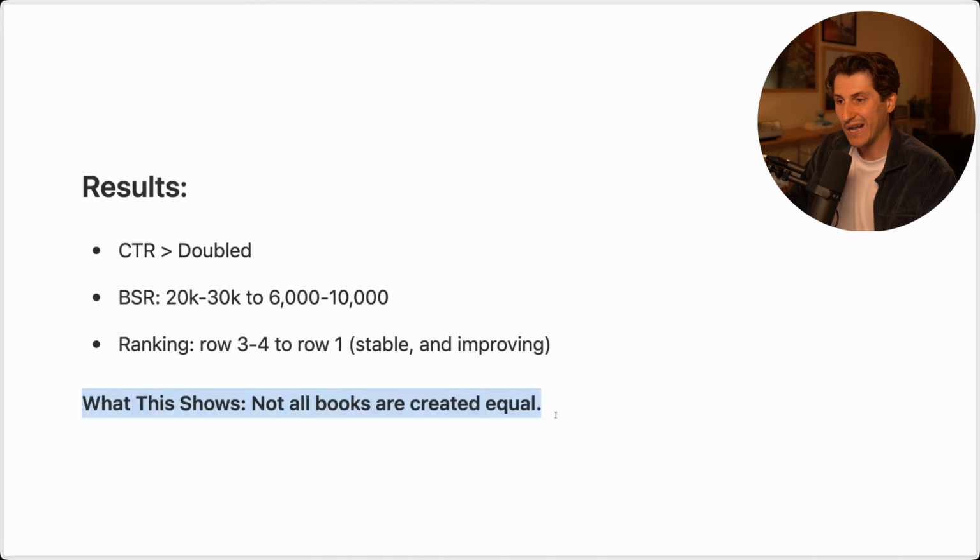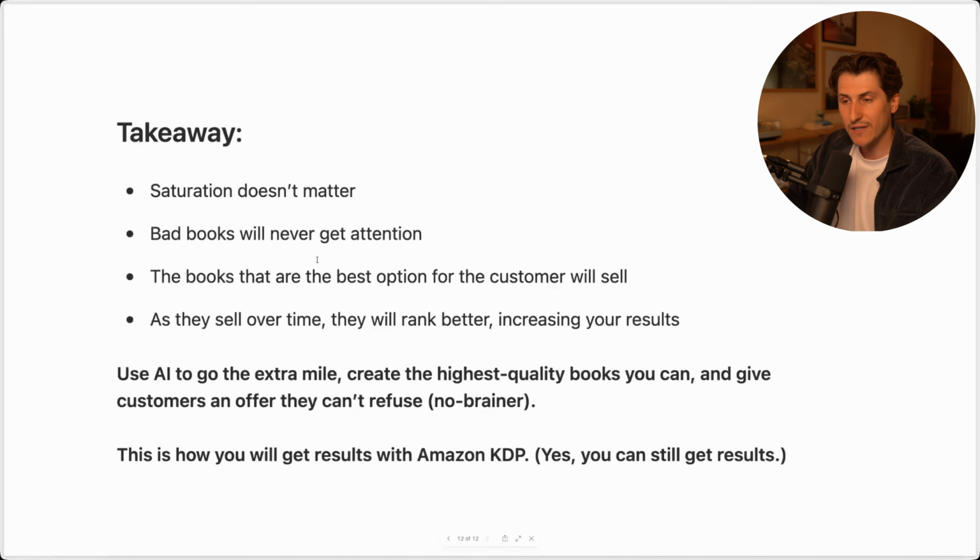I ensured that it was as high quality as possible. And I used AI to do so because it's easy to do so now while still putting in the effort. And the results drastically improved because now it's a better product. So the takeaway of this video is very straightforward. Saturation does not matter. Bad books will never get attention. The books that are the best option for the customer are the ones that will sell.